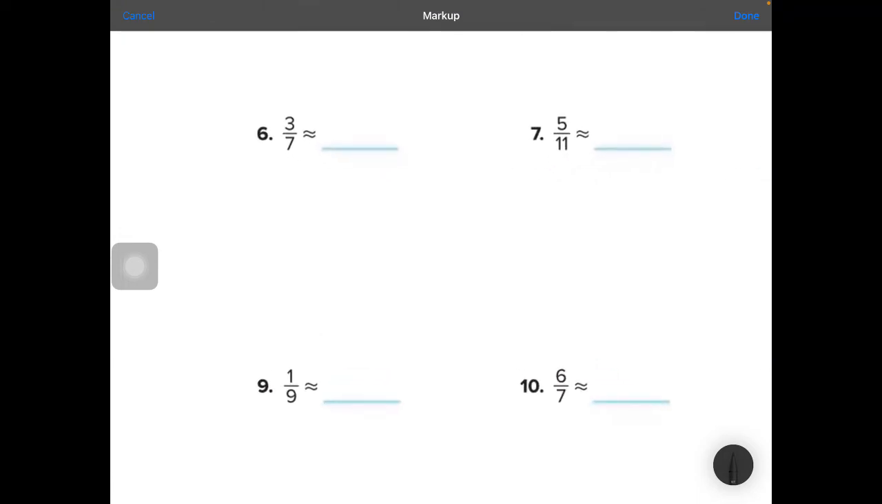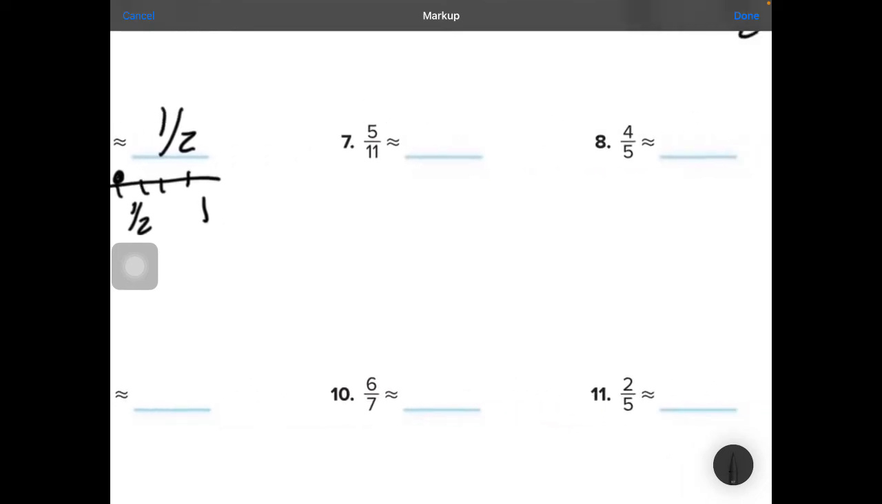Okay, 3 sevenths. Again, you can kind of look at that and say 7 divided completely in half would be about 3.5, and that's really close to 3.5. So I would say 3 sevenths is about half, but if you love to see a number line, here's what it looks like. 1, 2, 3, 4, 5, 6, 7. So this will be the 1. This is about the half mark. 1, 2, 3, 3 is about right there. It's closer to a half than it is to 0 or 1, so a half was our good answer.